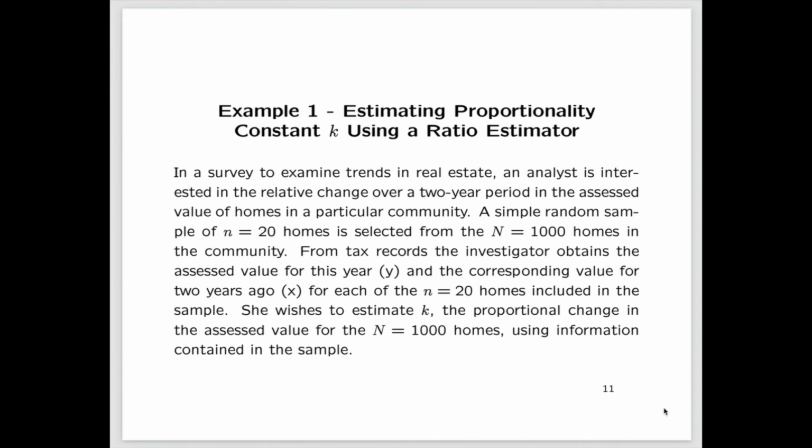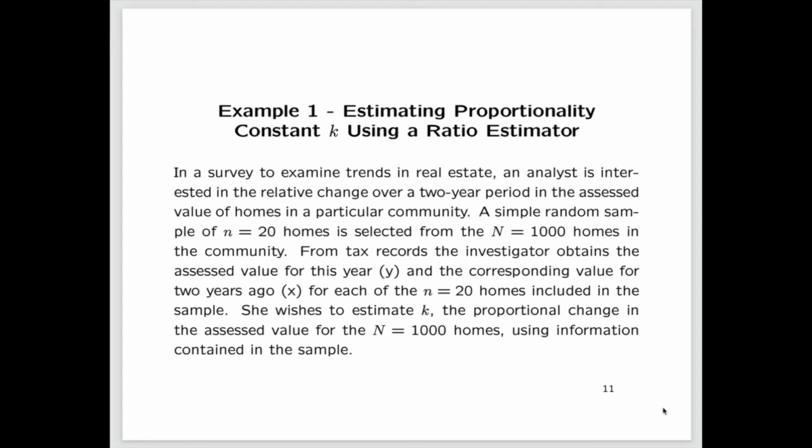All right, so let's look at an example. This would be example 1 in this module, estimating a proportionality constant k using a ratio estimator. In a survey to examine trends in real estate, an analyst is interested in the relative change over a 2-year period in the assessed values of homes in a particular community. A simple random sample of little n equal to 20 homes is selected from the population of capital N equal to 1,000 homes in the community from tax records, and the investigator obtains the assessed value for this year.